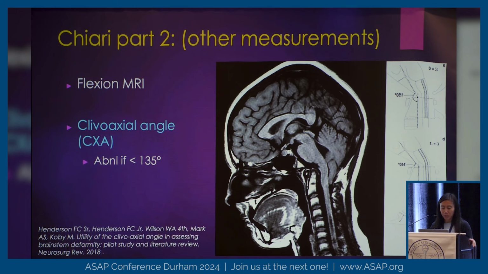I'm not sure. But in general, we don't report these in our report, but definitely they may be terms that you've come across in your own report. So this is looking at brainstem deformity and also craniocervical instability.